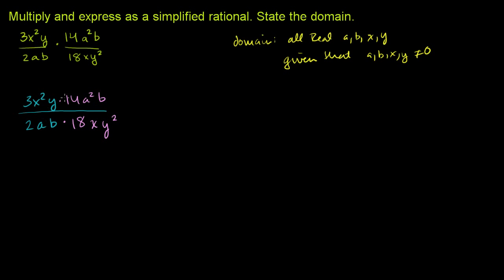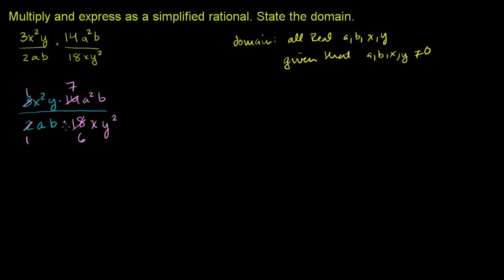Well, we can divide the 14 by 2 and the 2 by 2 and see what we get. 14 divided by 2 is 7. 2 divided by 2 is 1. And then we can divide the 3 by 3 and get 1, and divide the 18 by 3 and get 6. Every time we divided the numerator and the denominator by 2, now the numerator and the denominator by 3. So we're not changing the expression.